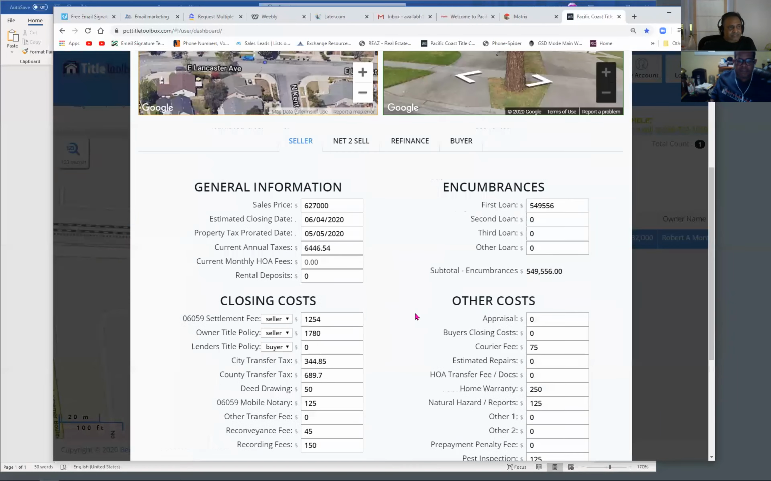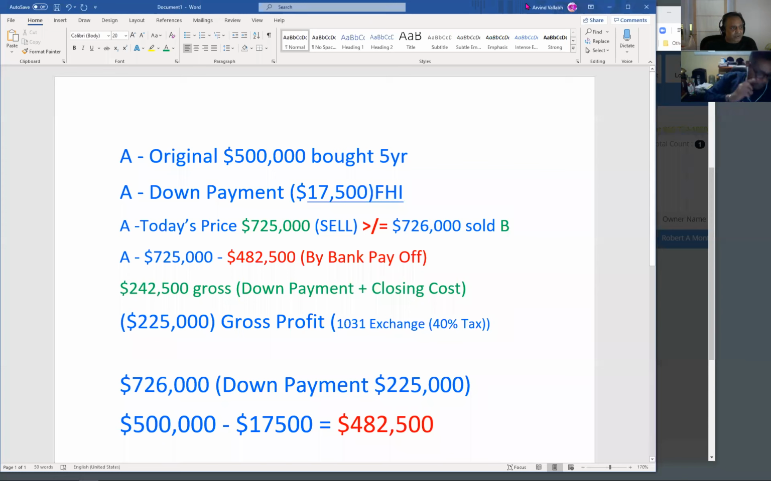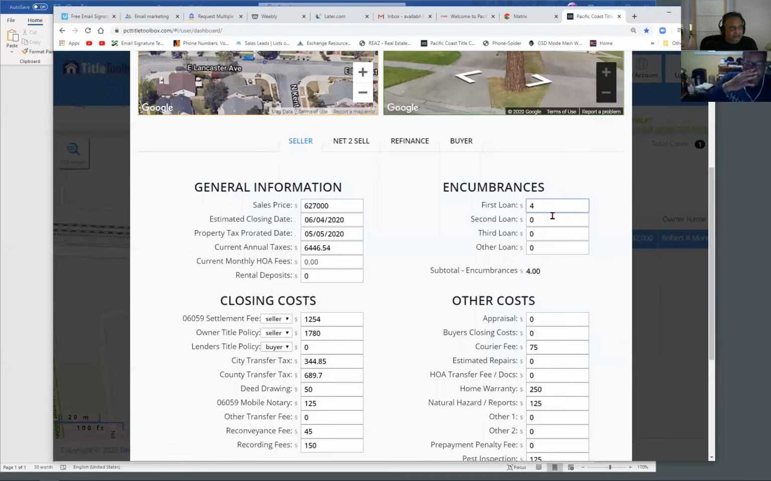This is worked a little differently. I have the closing costs over here on the left, but there's a first loan showing up here. So let's say the first loan, what was the first loan? 482,500.